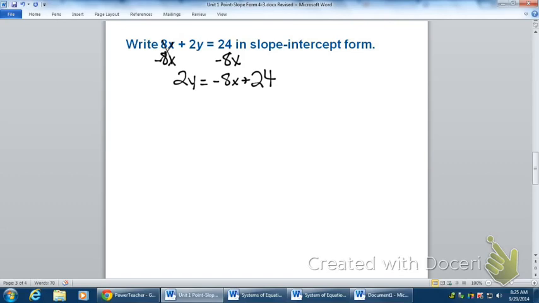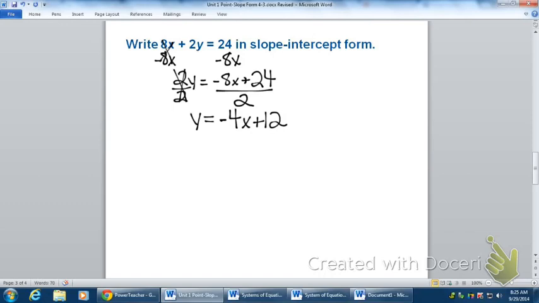Now, the last step that you need to do is, if 2 is being multiplied by y, divide both sides by 2. And make sure you divide the whole side by 2, not just 8, not just 24. So now it's going to be y equals a negative 8 divided by 2 gives me a negative 4x, okay? And 24 divided by 2 gives me positive 12.